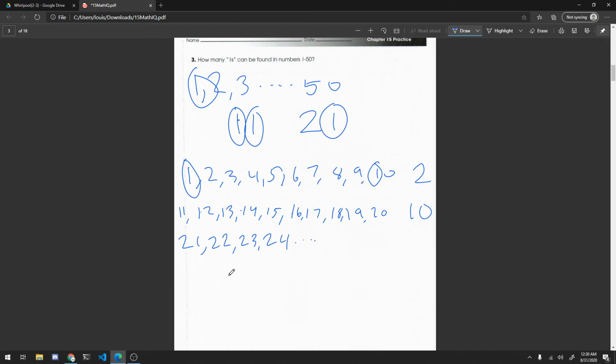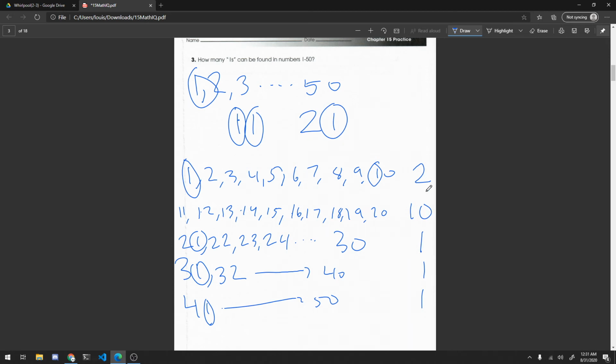Now here it seems like we'll only have 1 one, and that's correct. The only one from 21 to 30 is in 21. So since it's 21, it goes to 22, 23, 24. We're not going to reach another 1 until we hit 31. So in this case, there's only 1 one. And the same case for 31 to 40. And similarly from 41 to 50, there are both only 1 instance of 1. So for both these groups, we have 1.